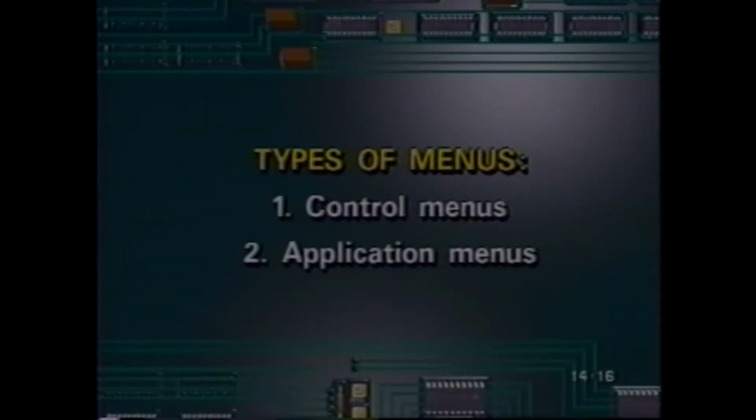As we mentioned previously, a big advantage to using Windows is that you don't have to memorize a long list of commands. All the commands you'll need are listed on the Windows desktop in special boxes called menus. There are two main types of Windows menus, Control menus and Application menus. A window can contain both types of menus.